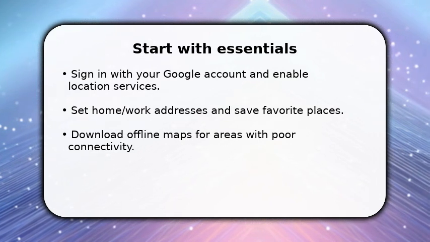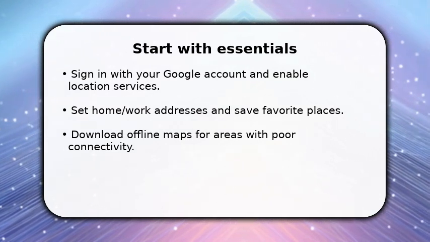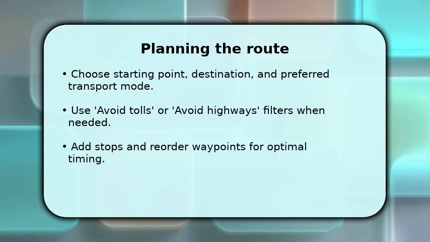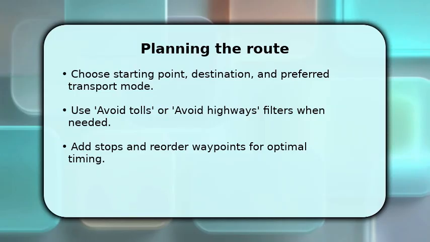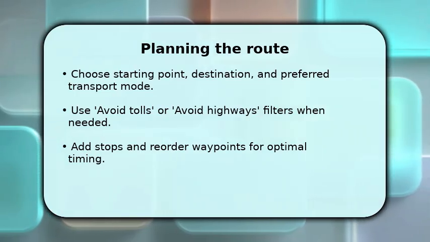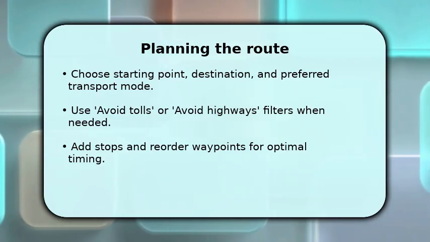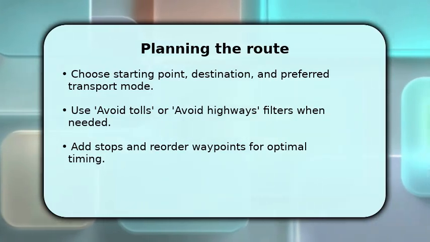You now plan the exact route. Enter your destination and confirm the correct starting point. Switching transport mode changes lanes, transit schedules, or walking paths. Once done, tap options to avoid tolls or highways if that matters, because those choices change travel time and cost.